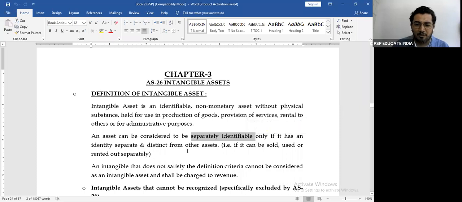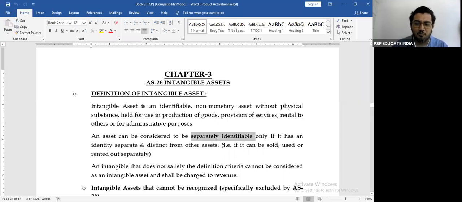Let's understand the meaning of the word separately identifiable. An asset can be considered to be separately identifiable only if it has its identity separate and distinct from other assets. So if an asset is having its identity separate and distinct from other assets, then you can call it a separately identifiable asset. Again, I am repeating for you, if there is an asset that is separate and distinct from the other assets, then you can call it a separately identifiable asset.